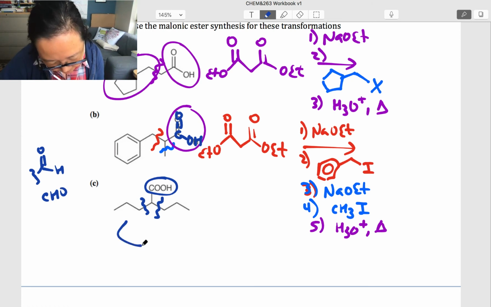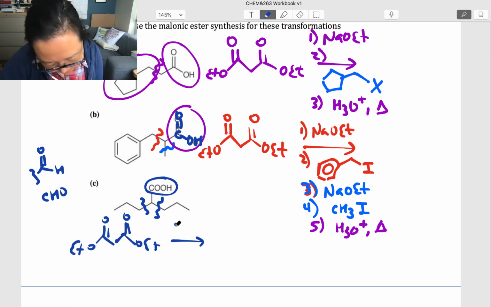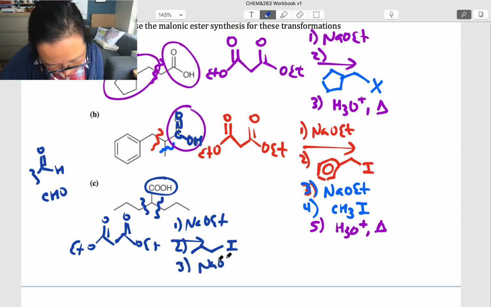So you can see what we're going to need to do. Diethyl malonate again. Step 1 is going to be sodium ethoxide. Step 2, this propyl iodide. Step 3, sodium ethoxide again.